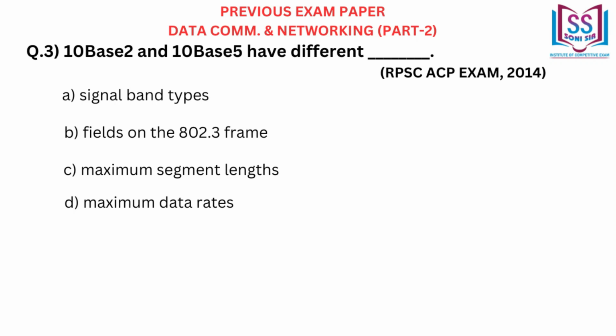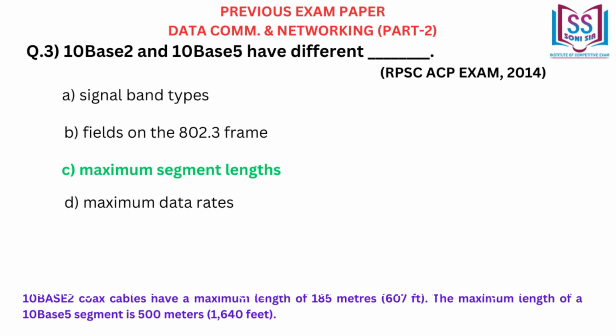10Base2 and 10Base5 have different: A. Signal band types. B. Fields on the 802.3 frame. C. Maximum segment lengths. D. Maximum data rates. Correct answer C. Maximum segment lengths. 10Base2 coax cables have a maximum length of 185 meters. The maximum length of a 10Base5 segment is 500 meters.